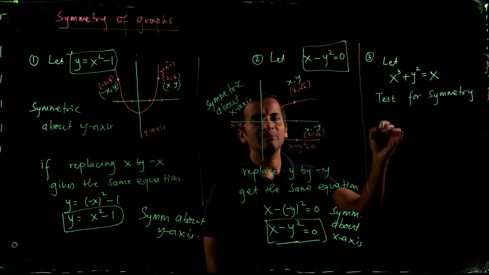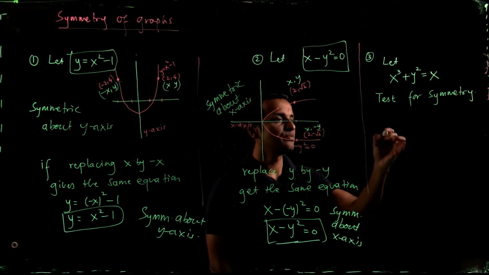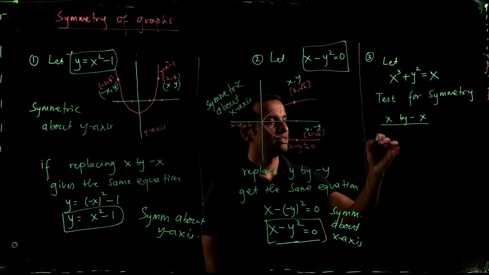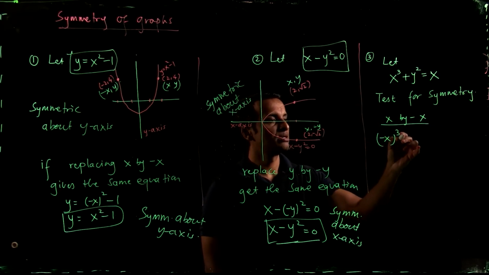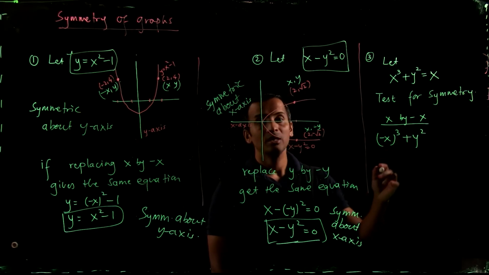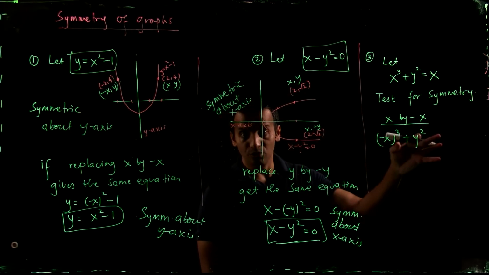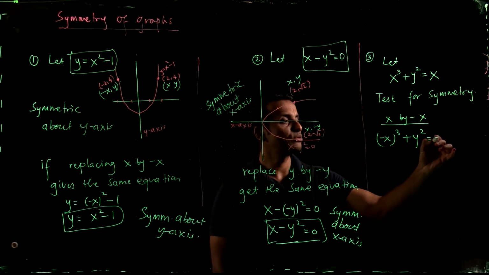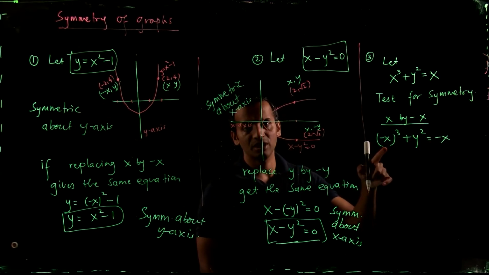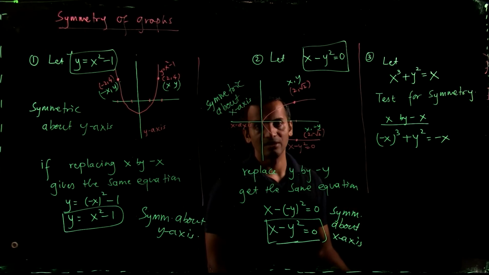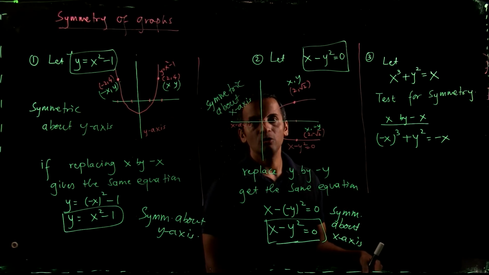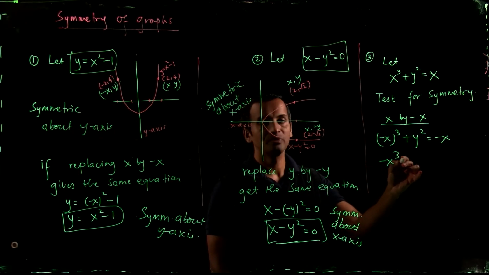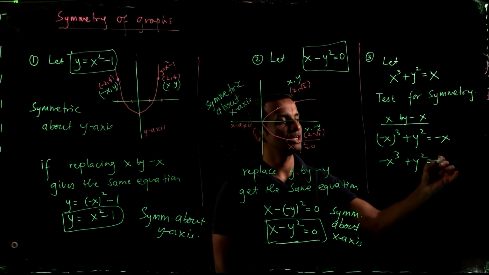So let's change x to negative x for y-axis. What do you get? Negative x cubed plus y squared. You don't do anything with y though. When you replace x by negative x, what is negative x to the cube? Negative x times negative x will be positive x squared, and then times negative x will be negative x cubed plus y squared equals negative x.